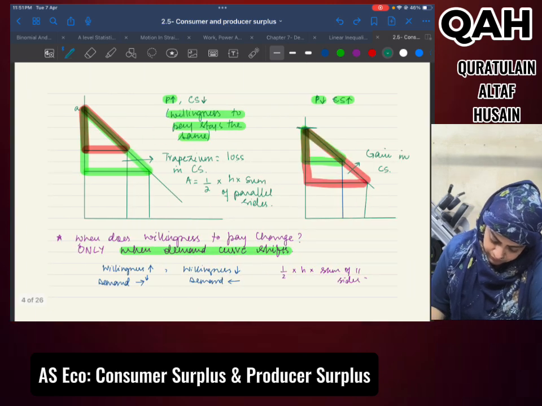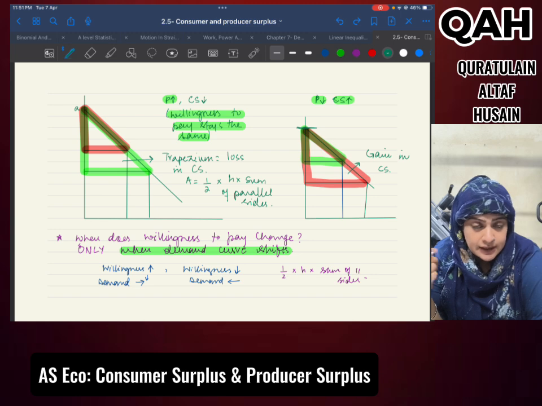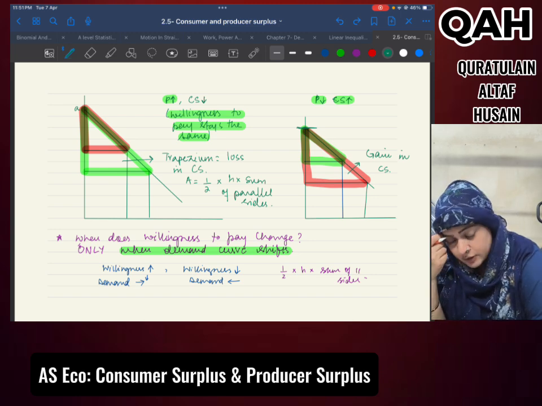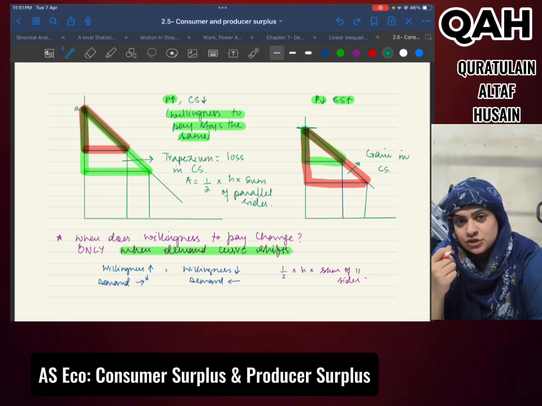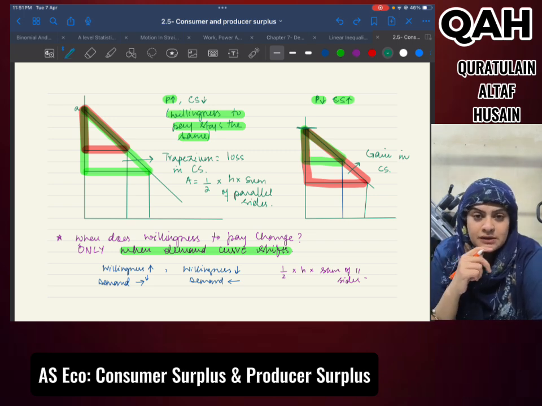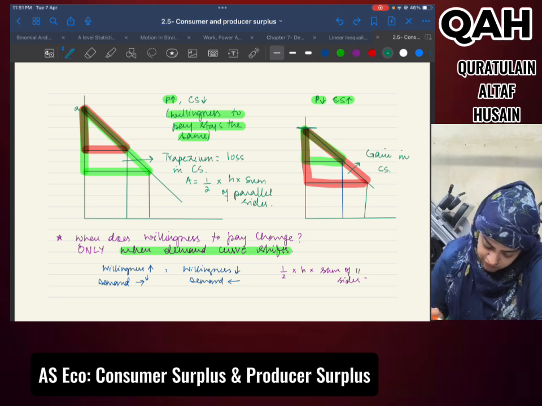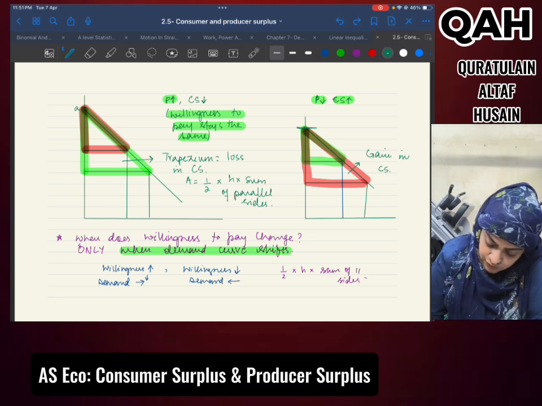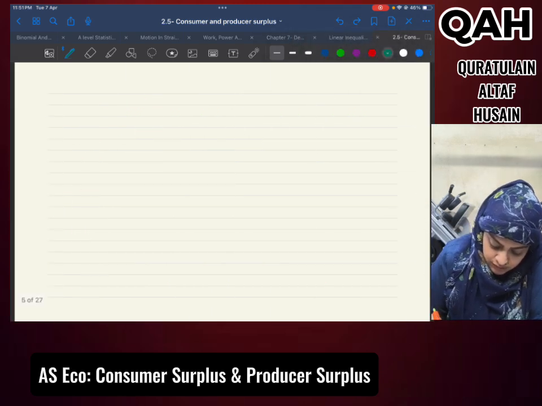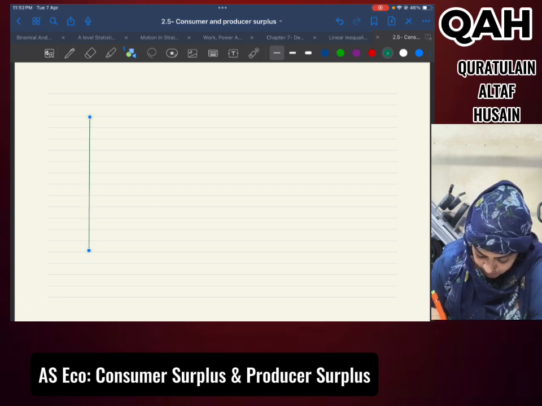Moving forward, can the consumer surplus change? Yes, it can change. But what are the factors that can lead to a change in consumer surplus? There are two cases. Number one, the willingness to pay changes, or the price changes. This is already drawn here, so I am going to draw a new graph so that you can see what is happening.